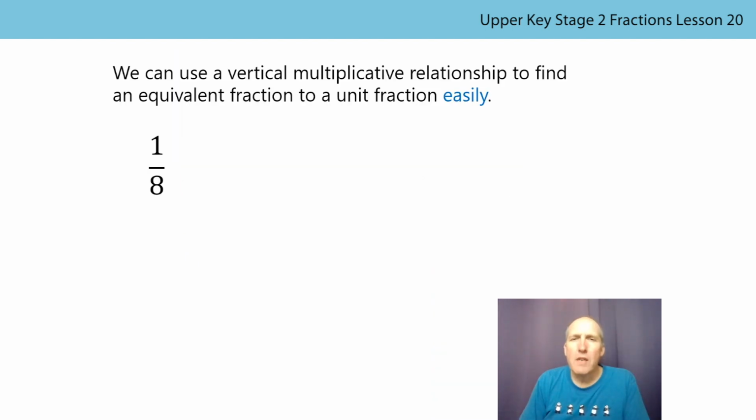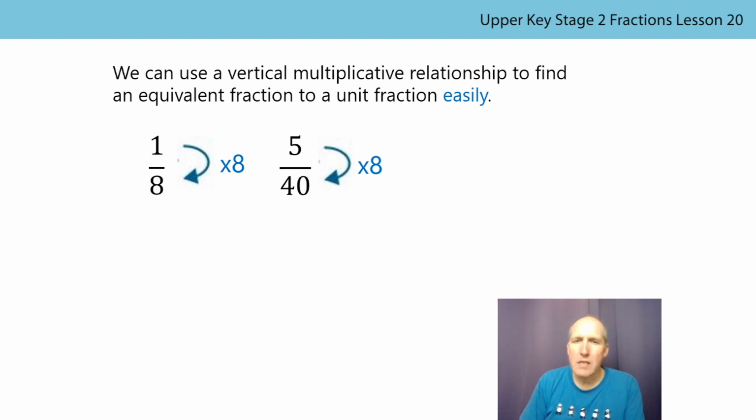We can use a vertical multiplicative relationship to find an equivalent fraction to a unit fraction really easily. The denominator is always 8 times the numerator, and the numerator is always 1/8 of the denominator. I can scale my numerator as much as I want to. I could have a numerator of 5. 5 multiplied by 8 is 40. 5 is 1/8 of 40.